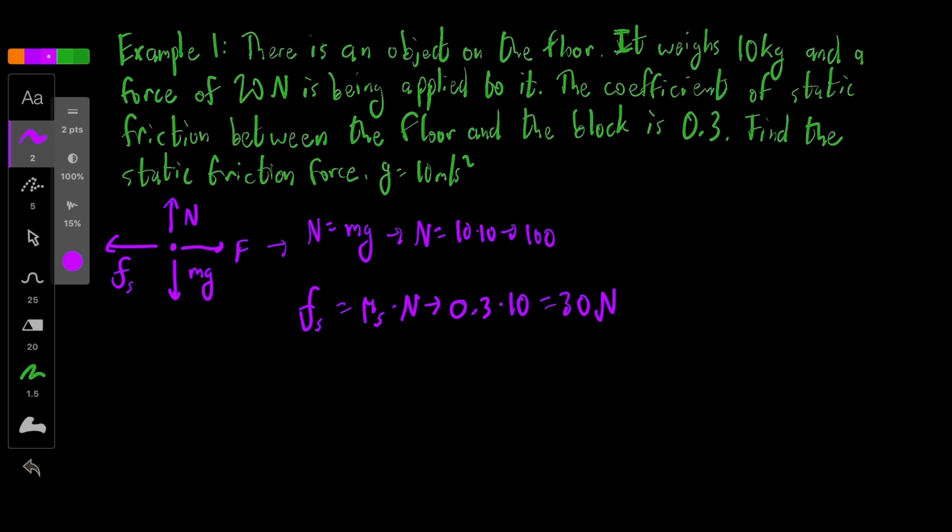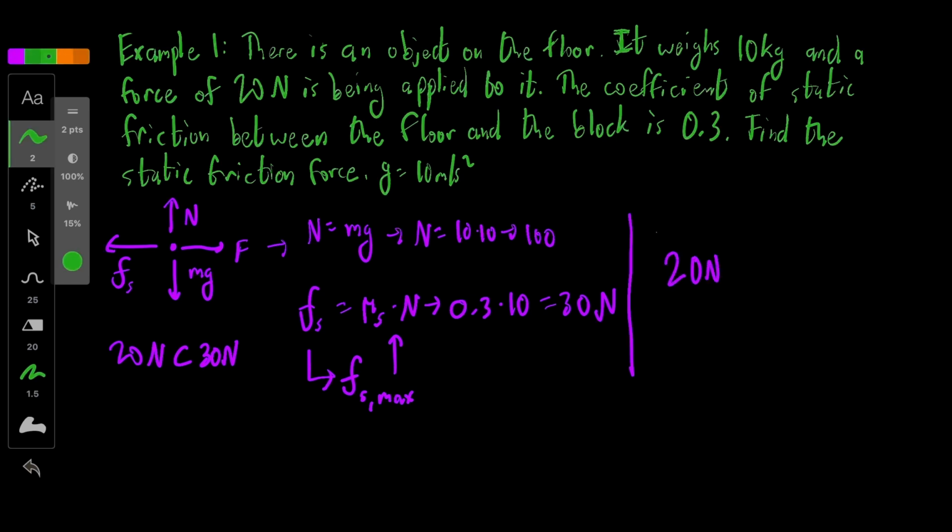If you remember from earlier, this is only the maximum static friction. But if we want to find the actual static friction, as I said earlier, it's a variable force. Since 20 newtons is less than 30 newtons, the static friction will adapt. There will be no movement, so the force of static friction will be 20 newtons. And that is the answer to our problem.